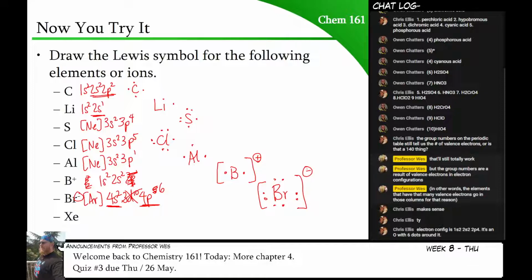We do that to it. And then xenon would be krypton 5s2, 4d10 that nobody cares about, 5p6. There we go. And so we just do 1, 2, 3, 4, 5, 6, 7, 8. There you go. Looks fantastic to me.